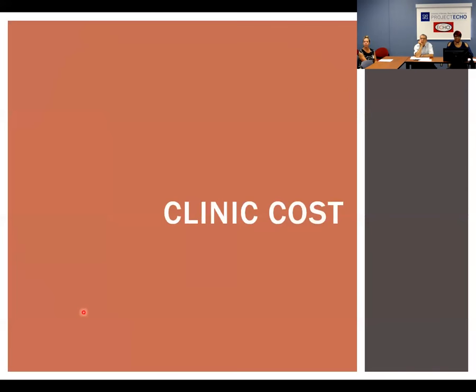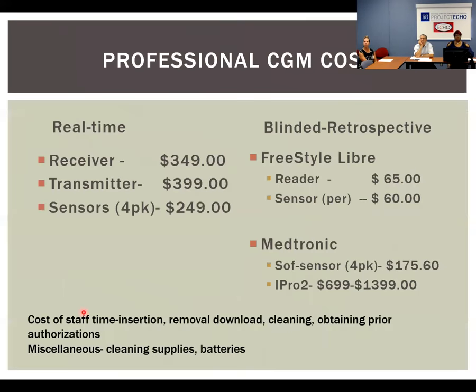So when you look at jumping into purchasing the CGM, you've got to count up the cost. And the cost, depending on which provider you want to use, can vary significantly. So we'll start with the real-time, which is the Dexcom device. With the Dexcom device, there is a considerable cost. The receiver is $349, the transmitter is $399, and sensors you get 4 in a pack at $249. So that's about a $1,000 investment just jumping in.